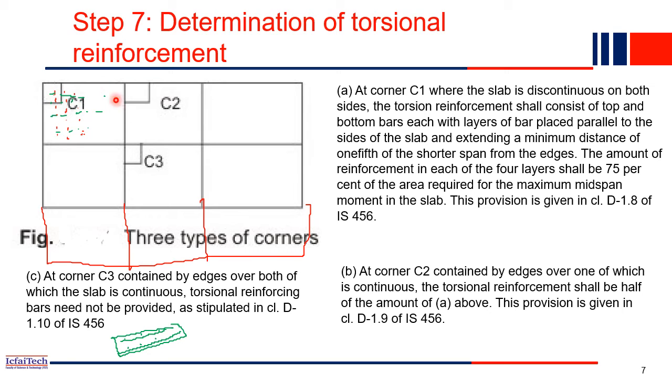One layer is top reinforcement towards X. Then the second layer is towards Y, top reinforcement. Then the third layer is towards X, bottom reinforcement. And the fourth layer is towards Y, bottom reinforcement. So these four layers of reinforcement you have to provide in case of C1, whereas C2 means only one side is discontinuous, so we have to provide two layers of reinforcement. So that's how step 7 works. Steps 1 to 6 are the same as for a one way slab, and only step 7 varies.